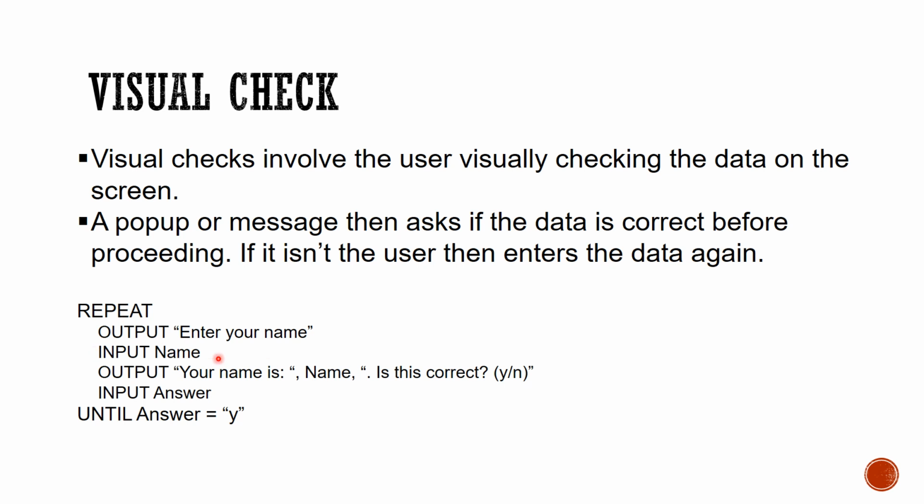Sometimes we see different pop-ups, like when we are asking you to enter your name, taking the name as an input. Then we are saying, your name is this, is this correct? Input yes or no. If the user enters Y, it means yes. If the user enters something else, it means no. So this loop will be repeated until the user enters Y.